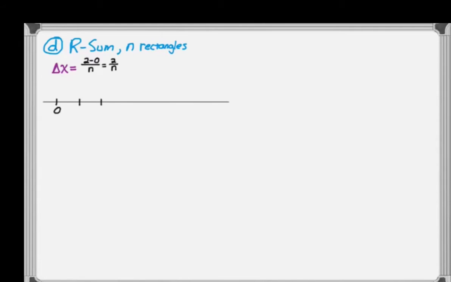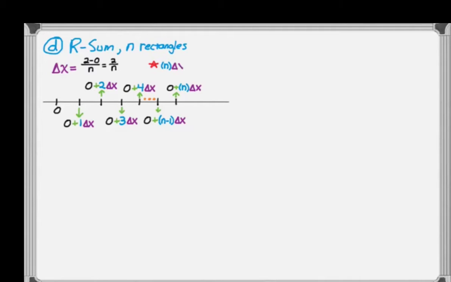So calculate delta x. Let's take a look at this number line again. It's essentially the exact same labeling scheme. So I get 1 delta x, and then 0 plus 2 delta x's, and 3 delta x's, and so on, out to here, dot, dot, dot. Here is the 0 plus n minus 1 delta x. But remember, it's the right endpoint, so I have to go all the way to the end. So this is 0 plus n times delta x. And n times delta x is n times the quantity 2 over n, which is equal to 2, that right endpoint, which is what I wanted.